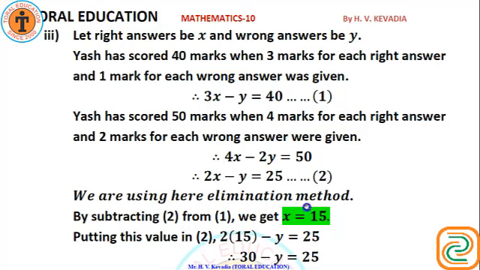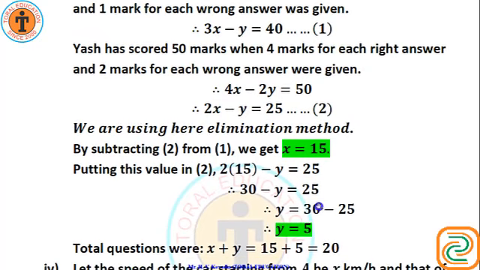We are using elimination method. So subtracting equation 2 from equation 1. If you subtract, what will happen? This y and this y will be cut off, right? And 3x minus 2x, that is x, and 40 minus 25, that is 15. So we have x equals to 15. This is our answer. This is elimination method.